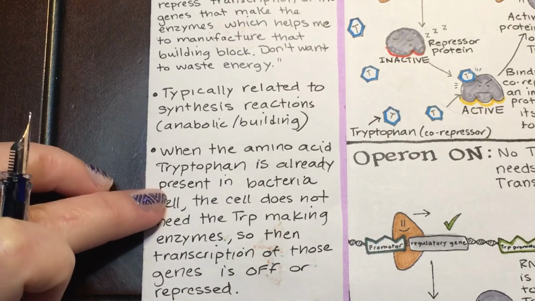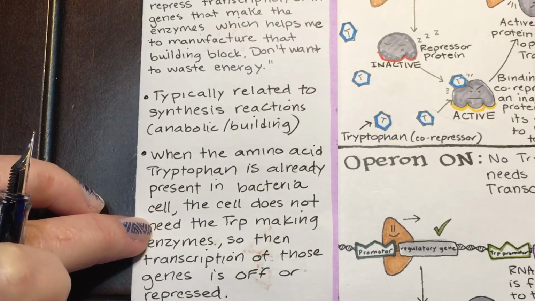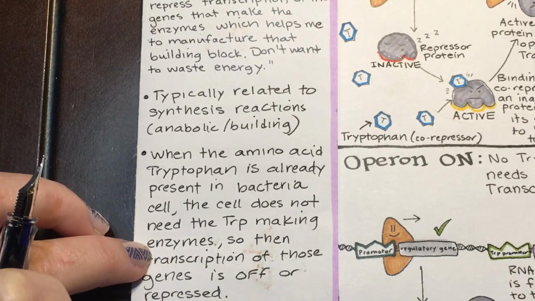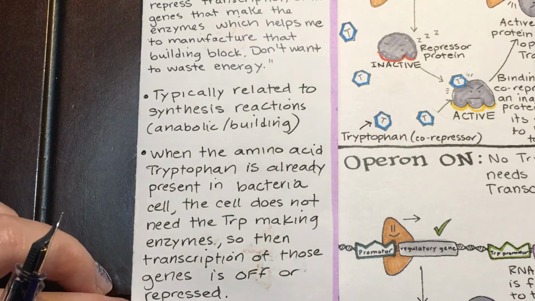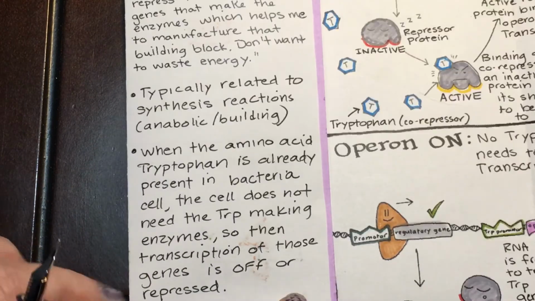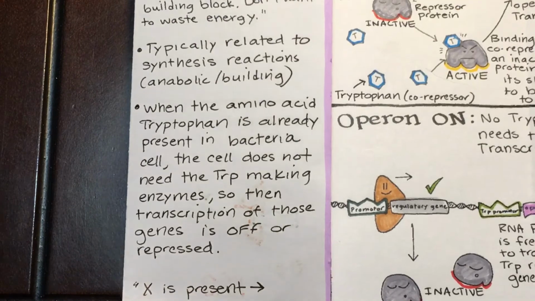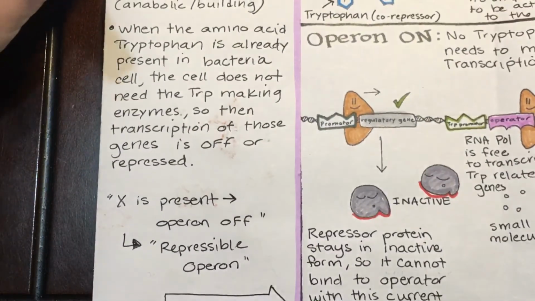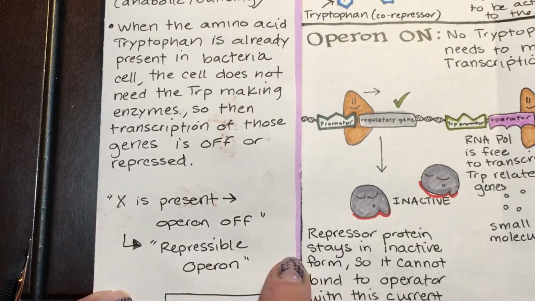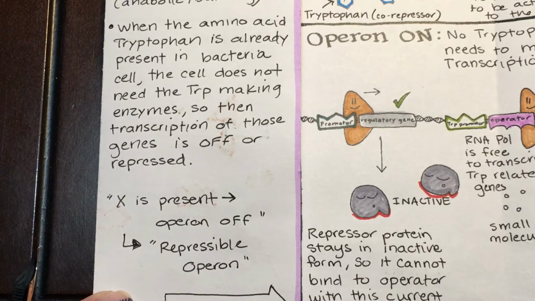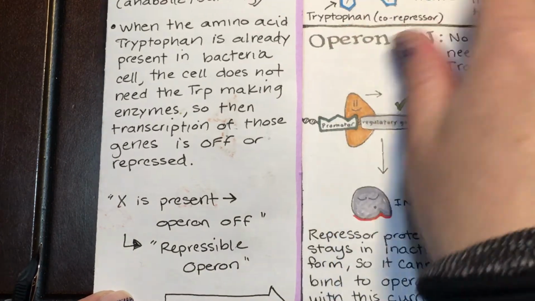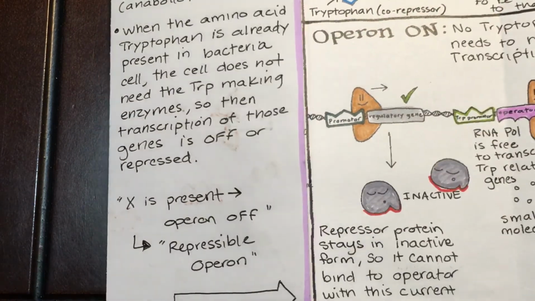When the amino acid tryptophan is already present in the bacteria cell, the cell does not need the tryptophan-making enzymes. So transcription of those genes is off or repressed. Okay, so for a repressible operon, when X is present, the operon is off. That's our repressible operon. Or the operon is blocked. Gene expression is blocked.